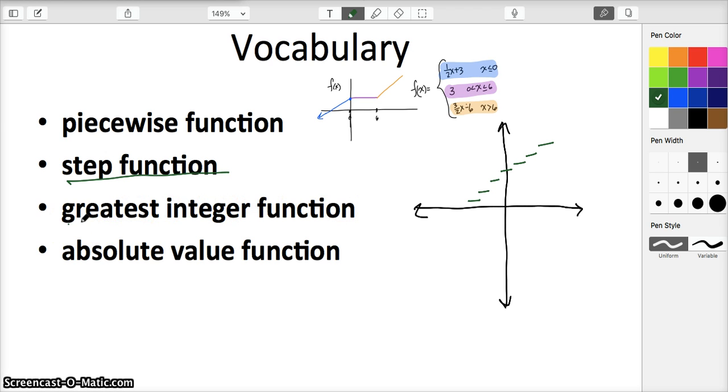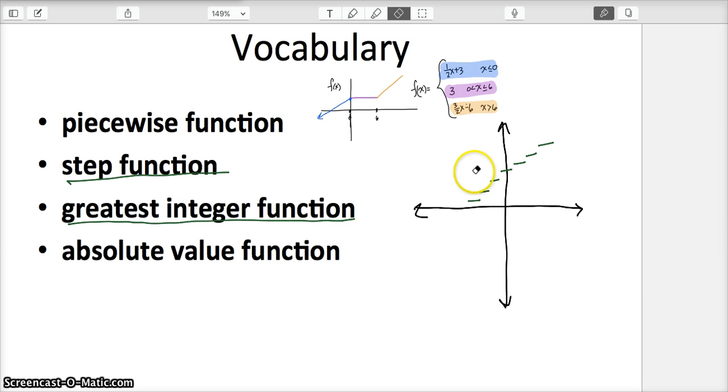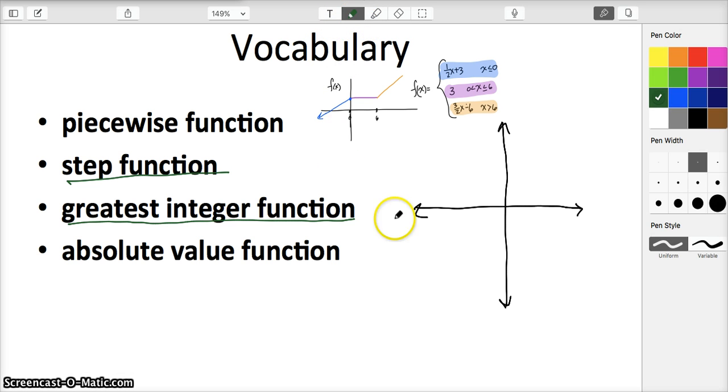So I'm trying to underline. If we were to consider the greatest integer function, let's think about what it means. The greatest integer function is a function that takes any number and associates it with the integer that is less than or equal to that number and is the greatest. I know it sounds crazy. Let me explain. I'm going to call it the age function in a way.